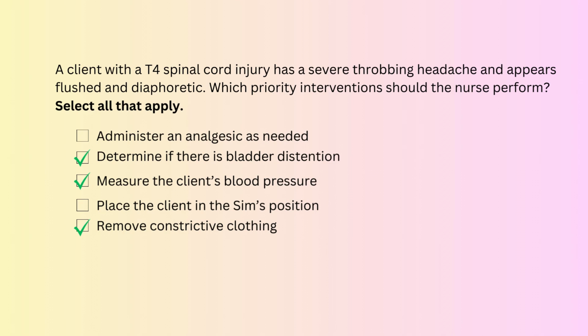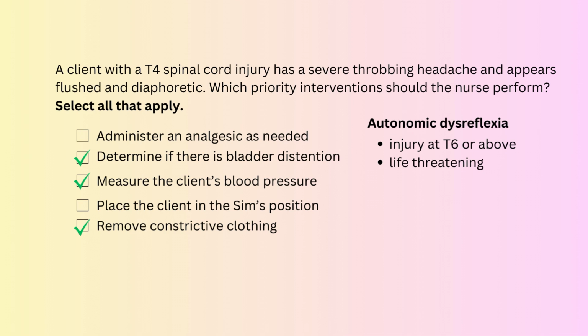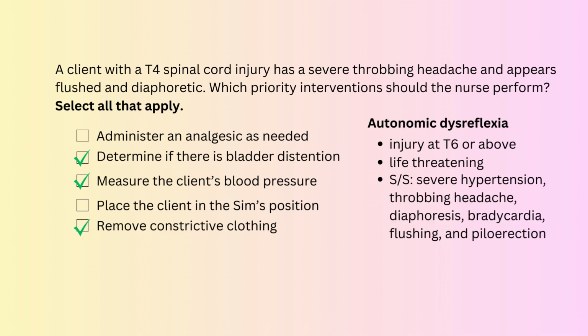Clients with a high spinal cord injury, such as injury at T6 or above, are at risk for autonomic dysreflexia or autonomic hyperreflexia. It is a life-threatening condition that requires immediate intervention to prevent complications. Classic signs and symptoms include severe hypertension, throbbing headache, diaphoresis, bradycardia, flushing, and piloerection. The most common cause of autonomic dysreflexia is bladder distension. Bowel impaction can also be a cause.